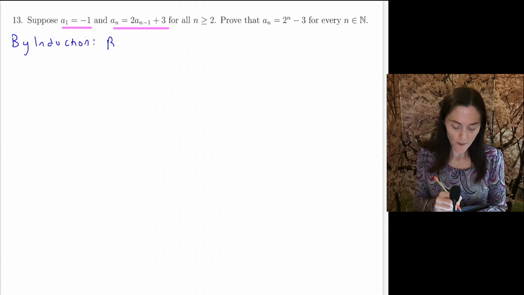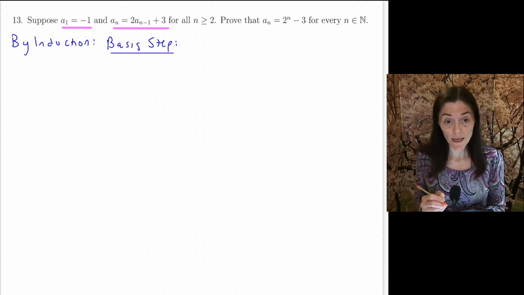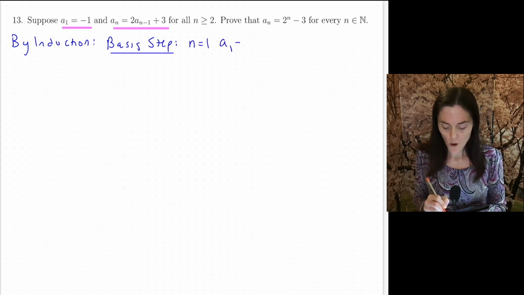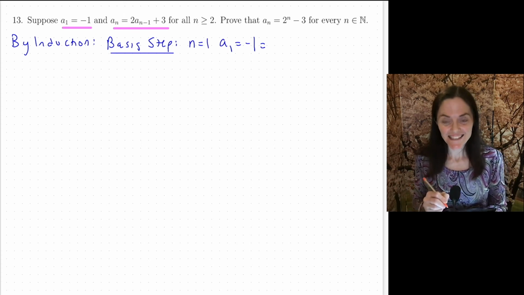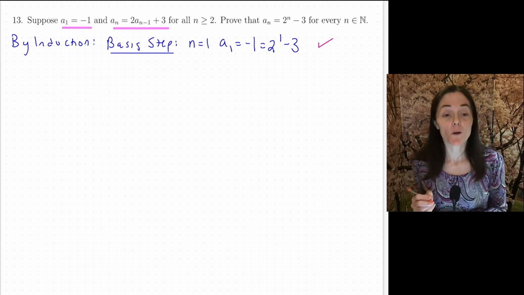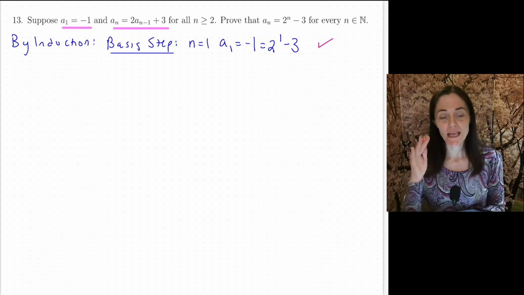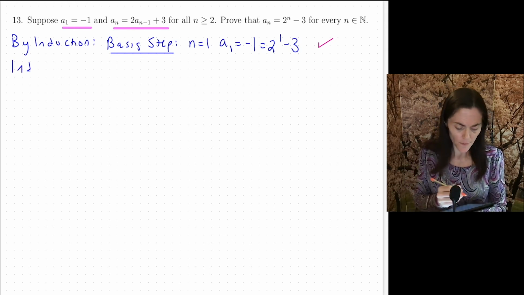Our basis step, I will put here. This is verification for n equals 1. Well, we are given a_1 is minus 1. If you think about this, this is 2 to the 1 minus 3. And so this checks out. This formula for a_n works for our n equals 1. Now, next comes the inductive step.